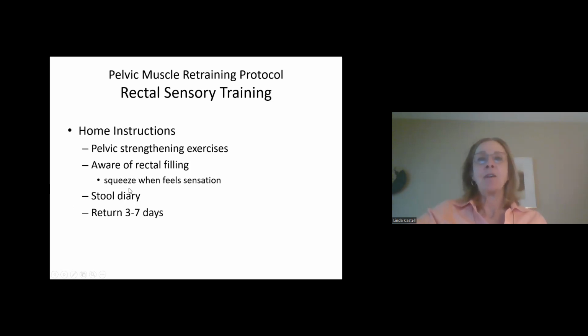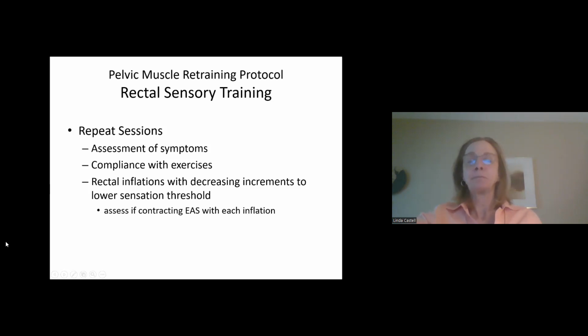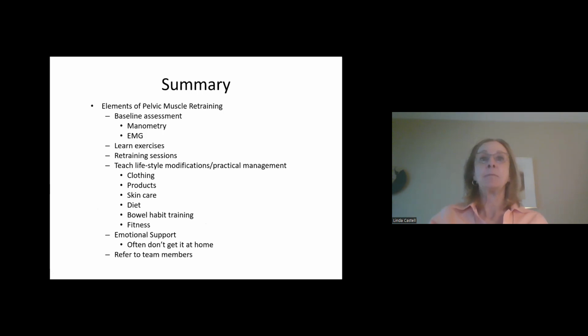So, on your patients with the rectal sensation, like I said, when they go home, they're going to be aware of rectal filling. They're going to squeeze when they feel that sensation. Keep up those stool diaries, because you're going to use that for feedback when they come back from session to session. They're going to come back sooner on your rectal sensation. When they come back, you're just going to assess their symptoms, make sure they're compliant with their exercises. You're going to have them squeeze like they're doing their exercises, make sure they're performing them right. And then we're just going to start decreasing those volumes.